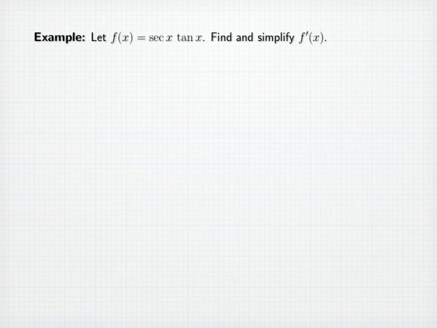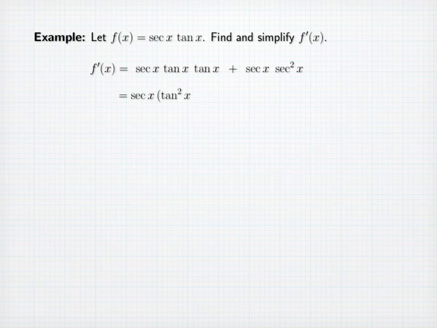Another example. Let's let f of x equal secant x times tangent x. Let's find and simplify f prime of x. We'll use the product rule. The derivative of secant x is secant x times tangent x, so we multiply that by the second factor tangent x, and add the first factor secant x times the derivative of tangent x, which is secant squared x. Now let's factor secant x from both terms, and write this as secant x times tangent squared x plus secant squared x.